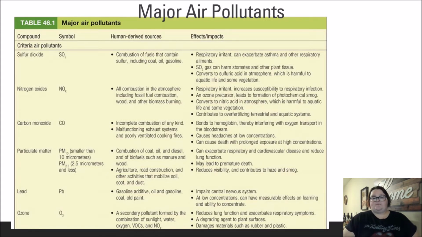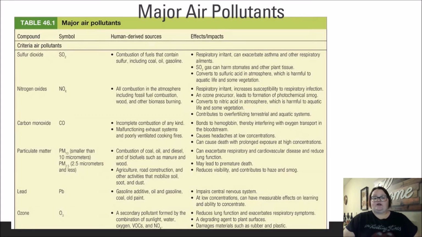This chart discusses the major air pollutants that are considered criteria pollutants. A criteria pollutant is one that is classified by the Environmental Protection Agency as being of special consideration and that they must have specific acceptable concentrations indicated under the Clean Air Act of 1970. Let's take a look at these in detail. Note that while many of these come from natural sources, we are specifically focusing on the human-derived sources of these compounds. The 6 criteria pollutants are sulfur dioxide, nitrogen oxides, carbon monoxide, particulate matter, lead, and ozone.